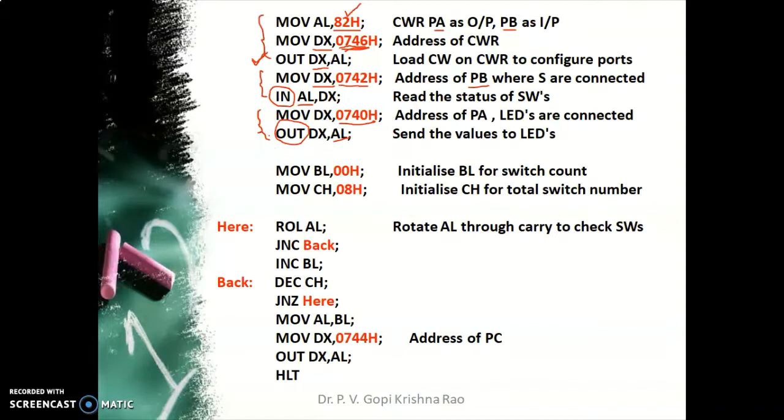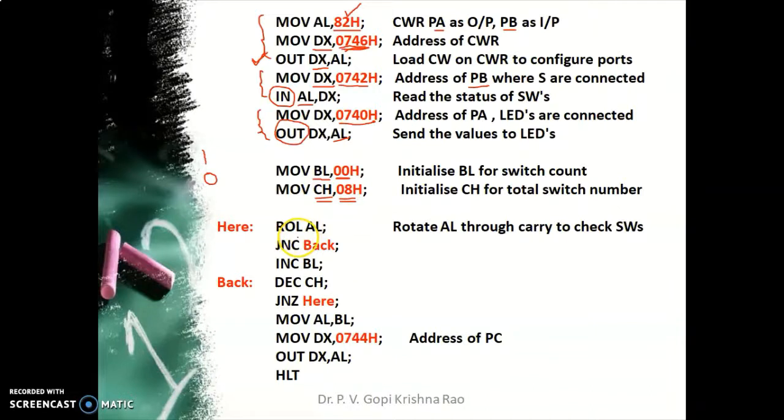The other part of the example was also to identify how many switches are on and how many are off. So we will use the BL register as a counter for counting how many switches are on. If the switch is on, it will be equal to 1. If the switch is off, it will be equal to 0. Initially we will load the BL register with a value of 0. Then we also need a count of how many switches we have, so we use the CH register and load the value 08, which is the number of switches.